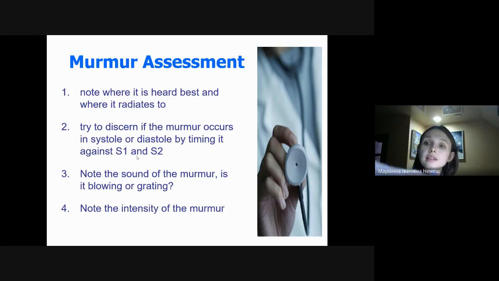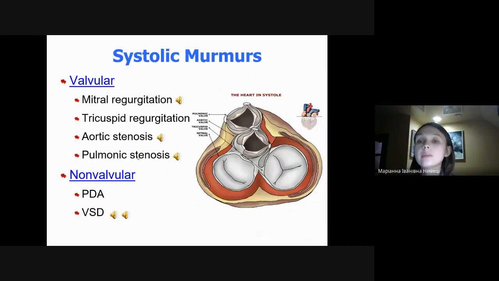So, murmur assessment. We need to note where it is heard best and where it is irradiated. We need to try to discern if the murmur occurs in systole or diastole by timing against S1 and S2. Also, we need to note the sound of the murmur. Is it blowing or grating? And note the intensity of the murmur. Let us go further.